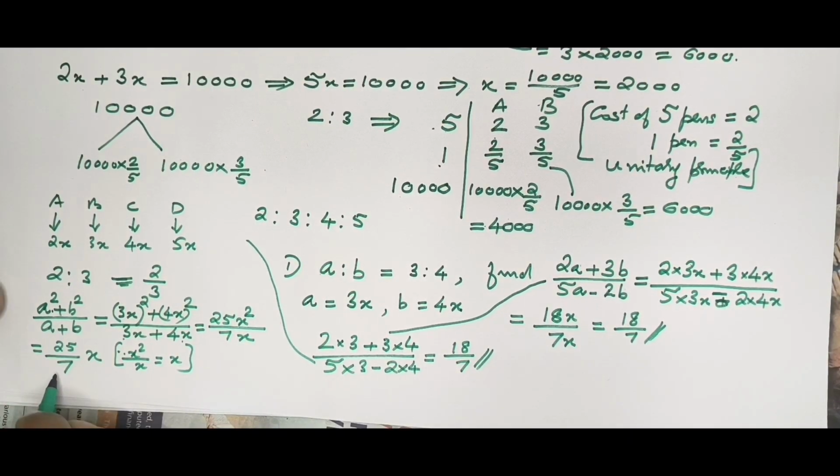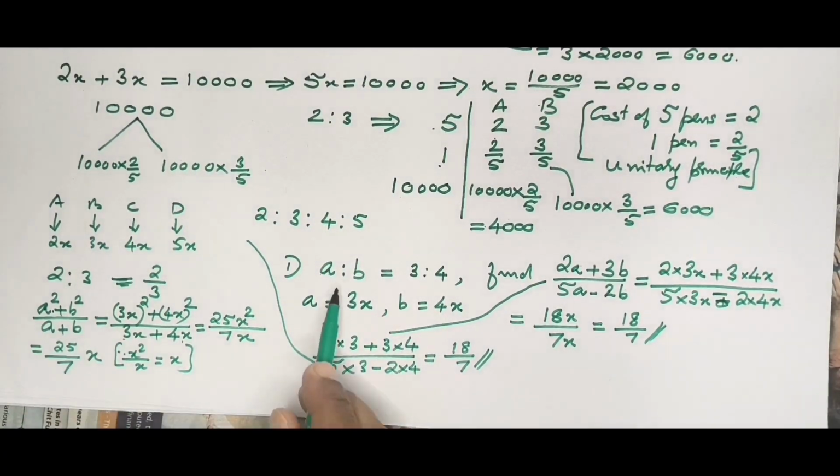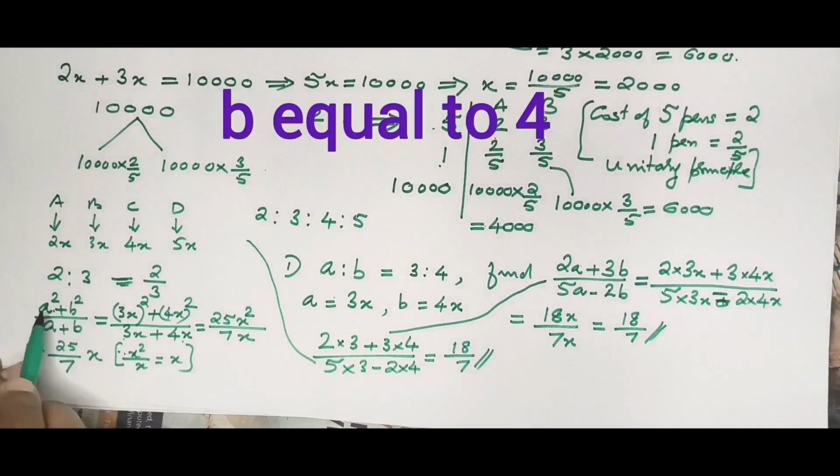So what is the value of this expression? You are getting in terms of x, which we don't know. So basically we say this expression cannot be determined as a constant number using this information. Whereas if you substitute directly a equal to 3 and b equal to 3 in this expression, what would you get?